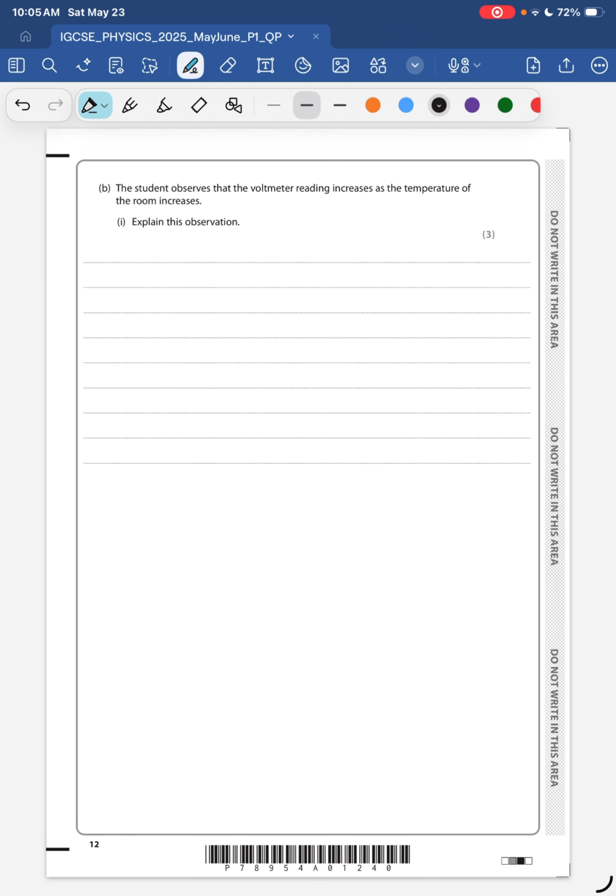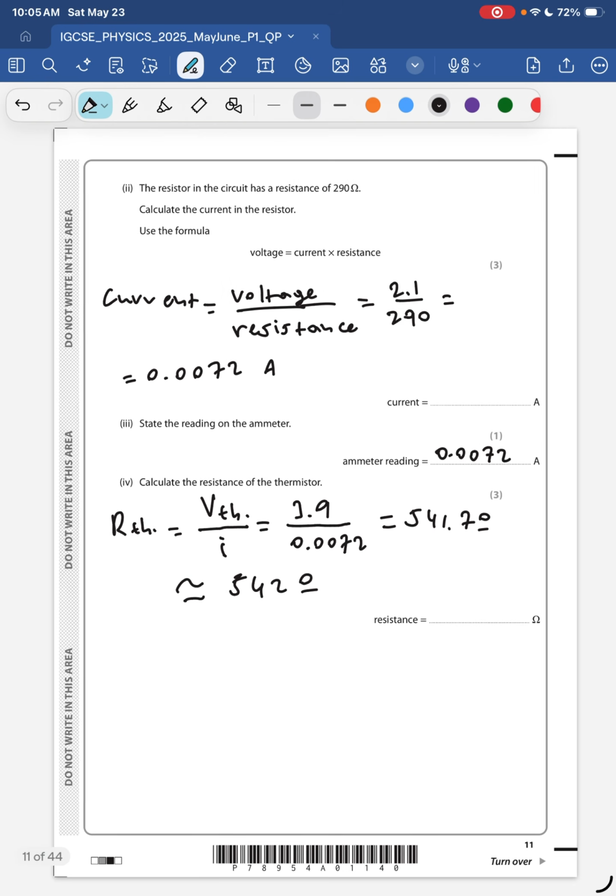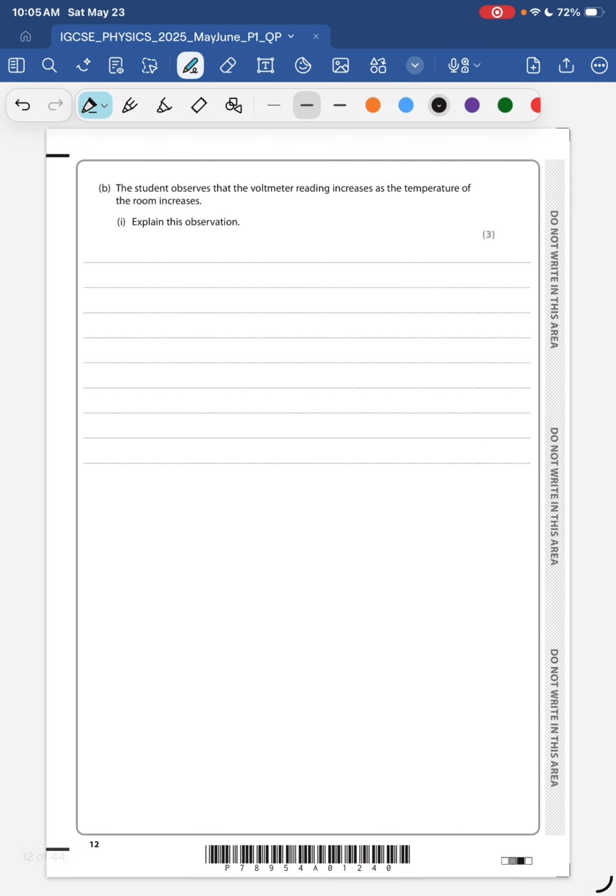The student observes that the voltmeter reading increases as the temperature of the room increases. Explain this observation. So just to remind you, the circuit looks like this. They tell us that this voltmeter indicates that the voltage increased across the resistor. So why is that? Let's write down a few things. As the temperature of the room increases, the resistance of the thermistor actually decreases.